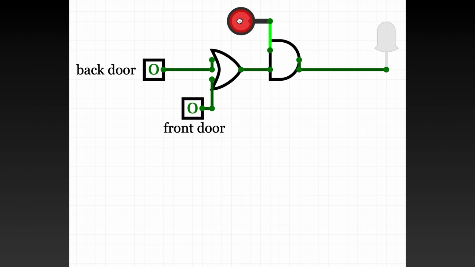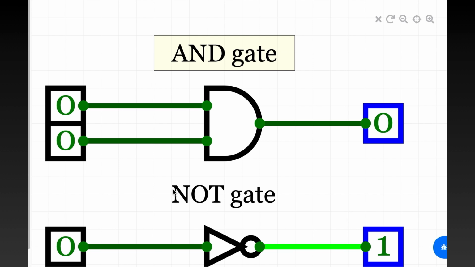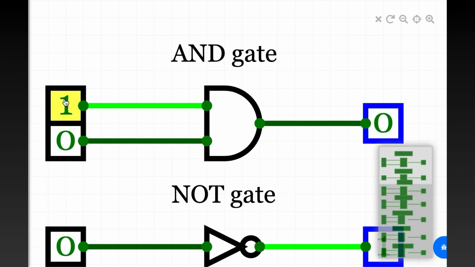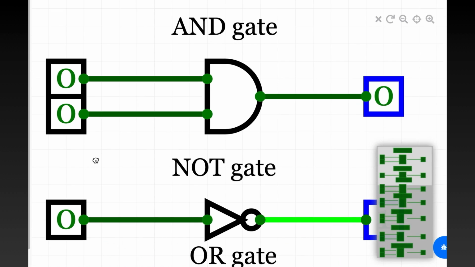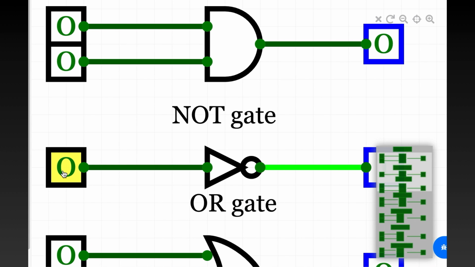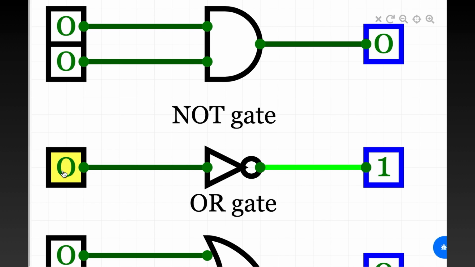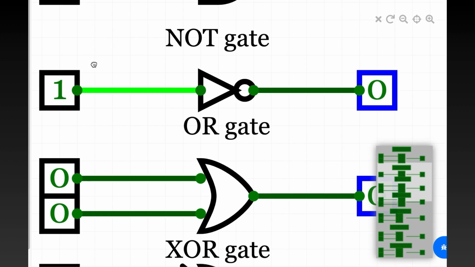Okay, so now let's just take a tour of all the gates. Let's look at the AND gate first. The AND gate, well, I'll just go through all the possible combinations here. Here's the NOT gate, which basically reverses it. It's kind of boring, but anyway.